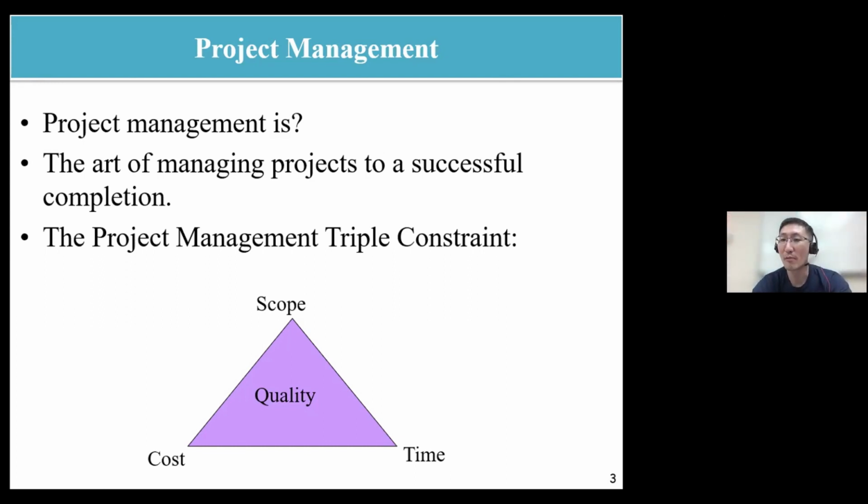So we can only do our best to our ability based on the limited known resources, and that's why the project management toolkit is very important to help us to define what we want to do and how we should execute our project.